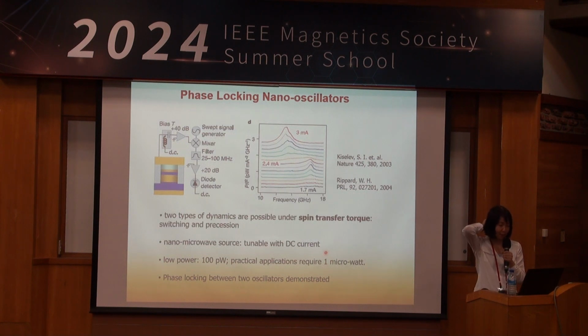They have a lot of desirable attributes, except that the emission power is low. So it was recognized very early on that you need to phase lock multiple oscillators. This is a result from almost 20 years ago. Where are we now? I looked at some updates.